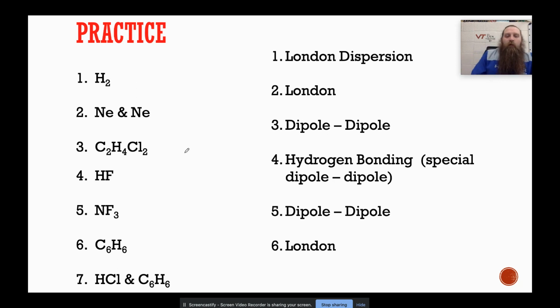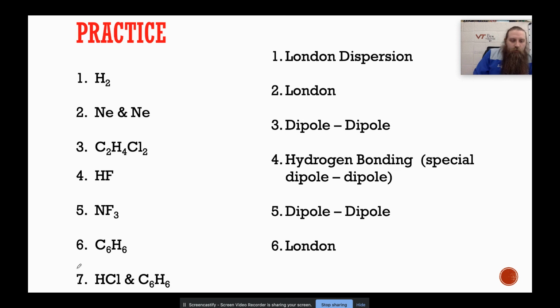C6H6. Well, that's going to be London. All right, C6H6 actually looks like this. It's benzene. Each of these carbons has a single hydrogen bonded to it. And like many organic compounds, it's non-polar, so it's London.